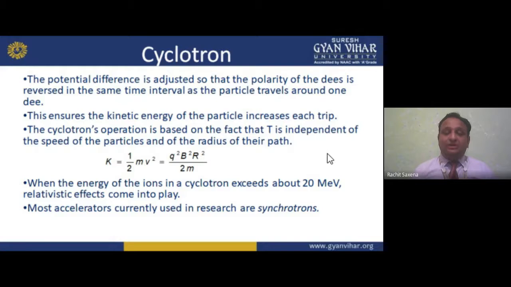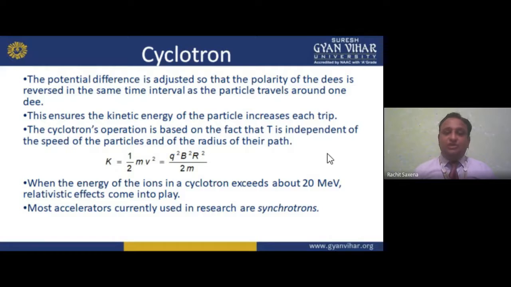That is K. In short form, we use K. K is the kinetic energy. So here what can we write? Q is charge, B is magnetic field, R is radius, and M is momentum. So we can write like this.